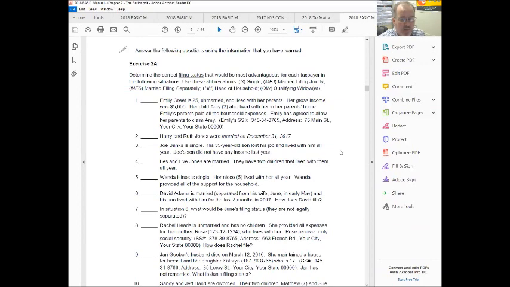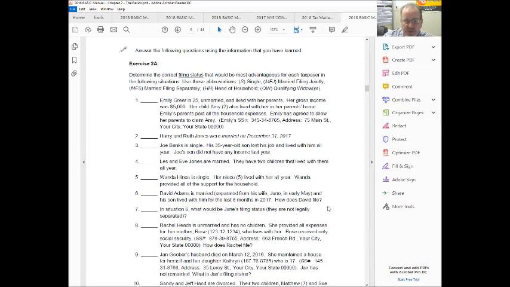Okay, Dave Adams is married, separated from his wife June in early May, and his son lived with him for the last 8 months in 2017. How does David file? Well, when we look at the phrase, the first thing that probably comes to mind is married filing separate. However, the most advantageous for him is going to be head of household. This is where we come into play with the things where he can be considered unmarried because they did not live together for more than half the year.